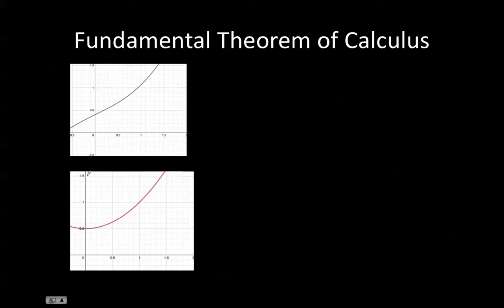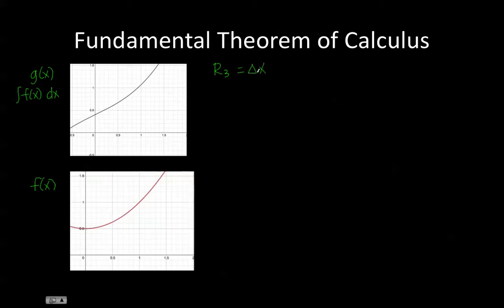So here I have two graphs. The one on the bottom is f of x and the one on the top is g of x. G of x is actually the antiderivative of our function f of x with respect to x. So what we're actually going to do is use the Riemann sum using three rectangles to approximate the definite integral of f of x.